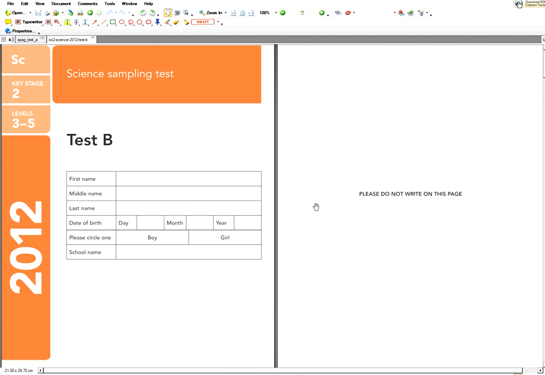We're doing test B today, Science 2012 QCA original paper. Without any further delay, let's move on.